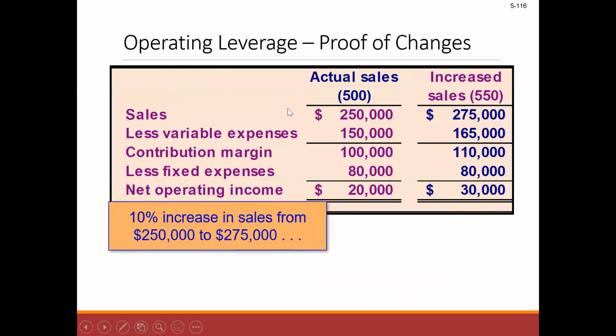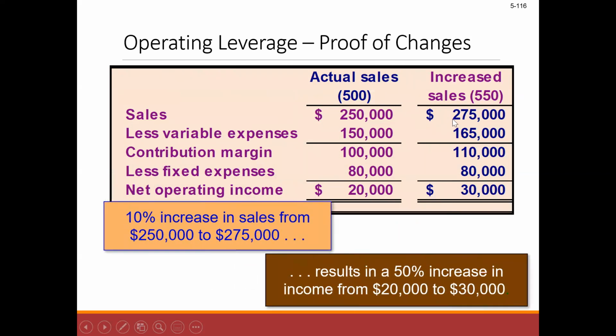Meaning, if we increase our sales by 10% from 250,000, we add another 25,000 to that, then our contribution margin is going to go up to 110,000, which increases our contribution margin here. But look at our sales. They went up 50%.